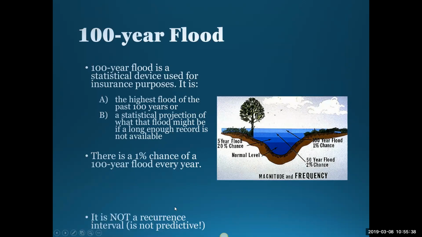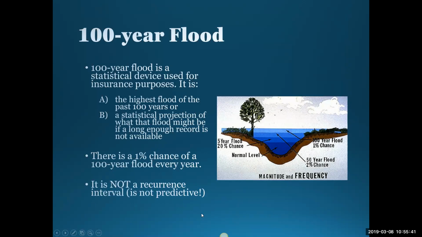And because it's not any kind of recurrence interval, it's not predictive. We're not saying, okay, well, you only have one 100-year flood every 100 years. All they're saying is, this is how high the flood level got to. This is the magnitude. Instead of, it's a magnitude 7 earthquake, we're saying it's a 100-year flood.